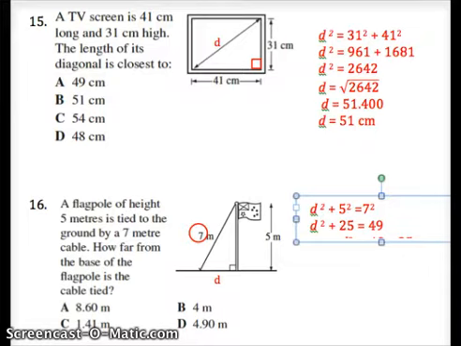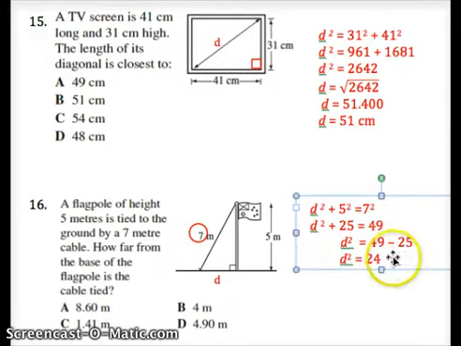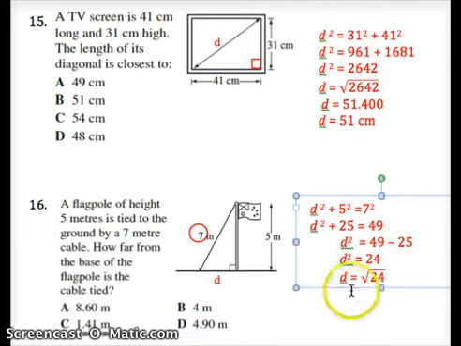Remember, we're trying to get D squared on its own, so we're going to move this plus 25 over to the other side, and we'll get D squared is 49, take away 25. Now that the two numbers are over here together, we can work that out on the calculator, and we get 49 minus 25 is 24. Now that's what D squared is. It's not what D is. So to work out D, we have to do the square root of 24.